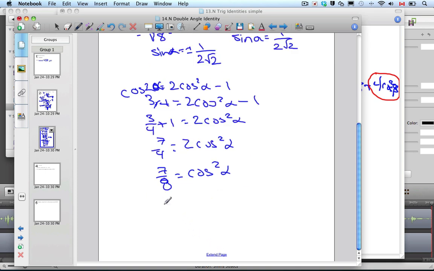And last step, square root, plus or minus. We know it's in the first quadrant again, same as before, so it's positive. And so cosine alpha equals root 7 over root 8, or we could say root 7 over 2 root 2. I don't know if that's necessary, so let's just leave it as this.